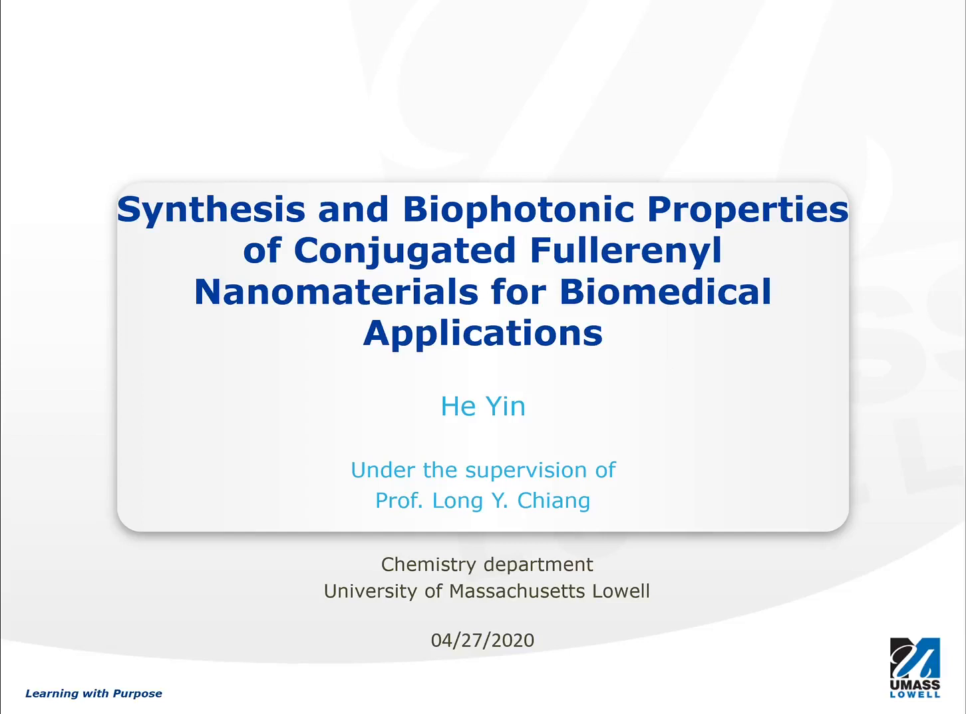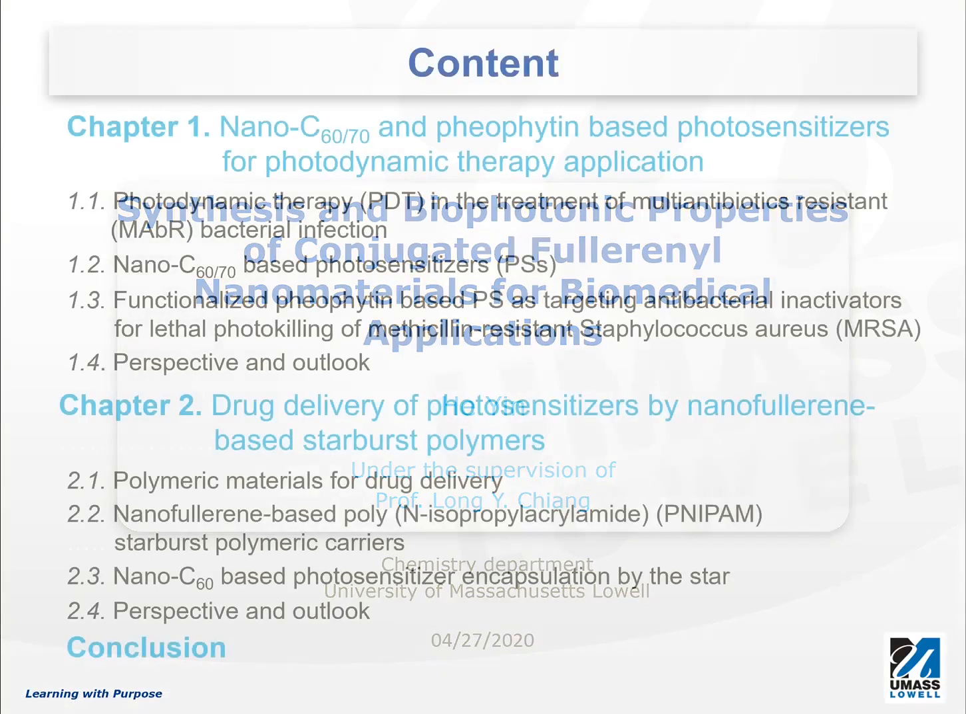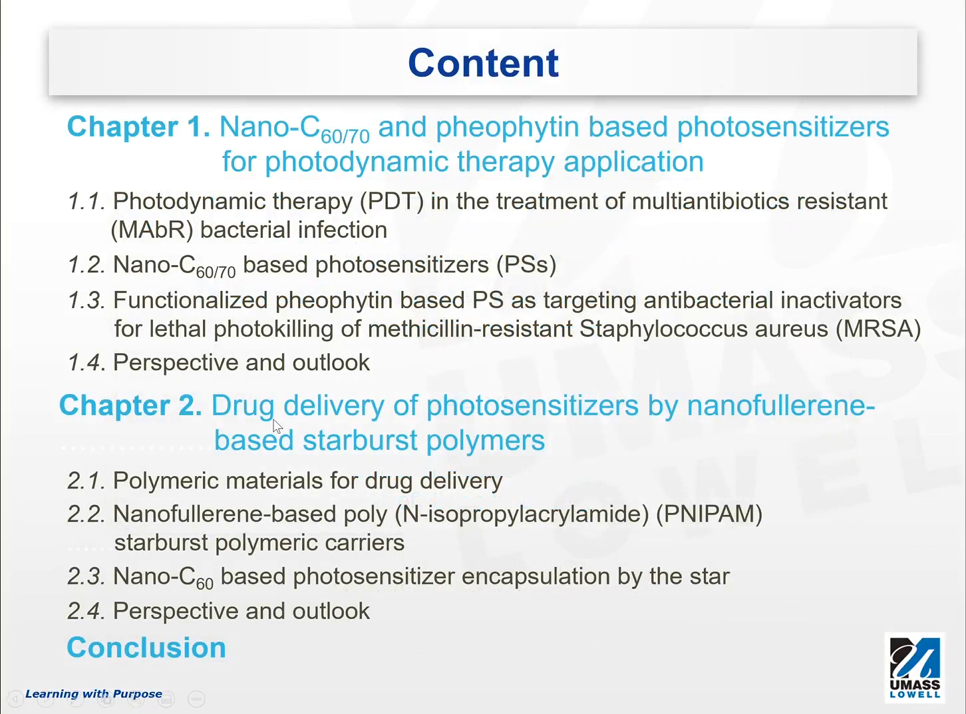So my topic is synthesis and biophotonic property of conjugated fullerene nanomaterials for biomedical application. And under this topic, I have two chapters to talk about. So the first chapter is going to be nano C60 and C70 and fullerene-based photosensitizer for photodynamic therapy.